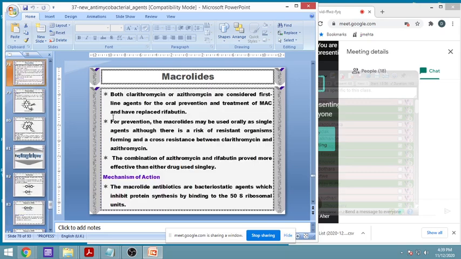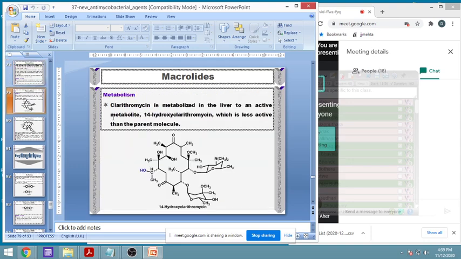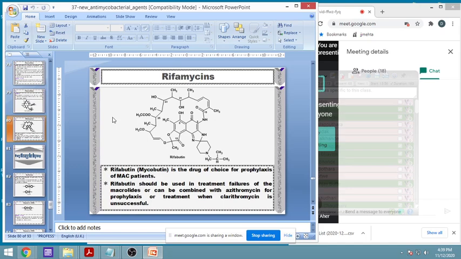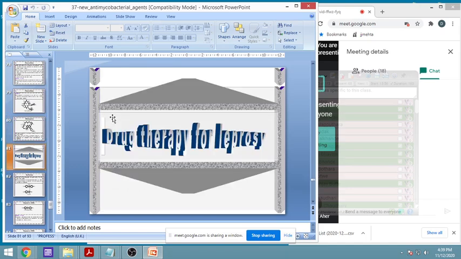We have seen all these drugs earlier. We will not go into macrolides because we have seen their mechanism of action earlier. Then rifamycin, we have just seen them.